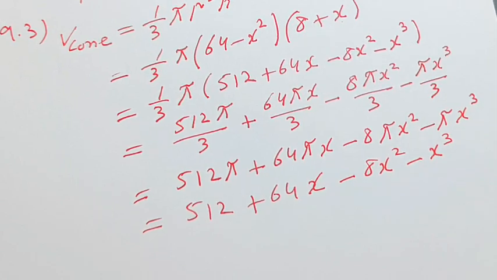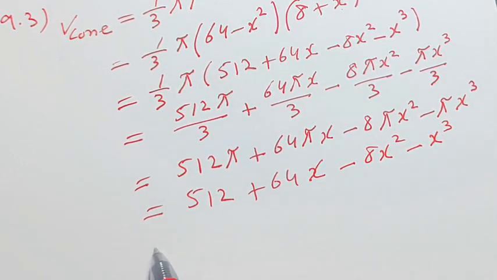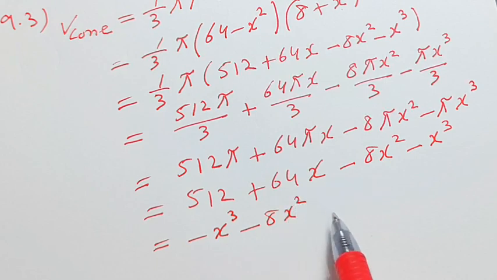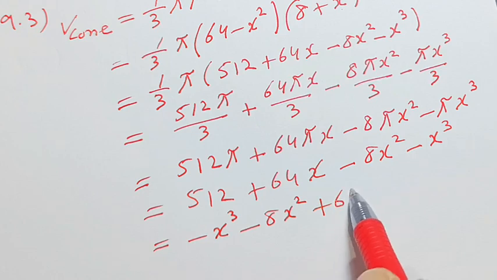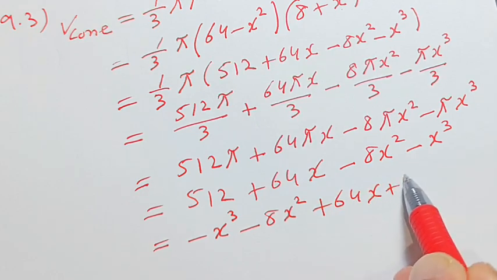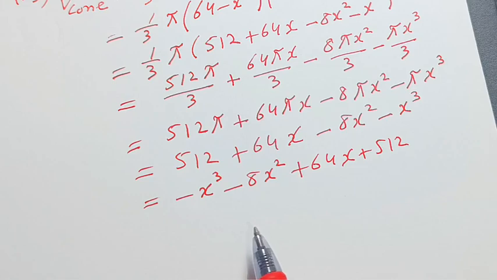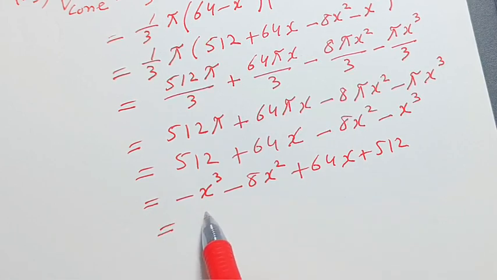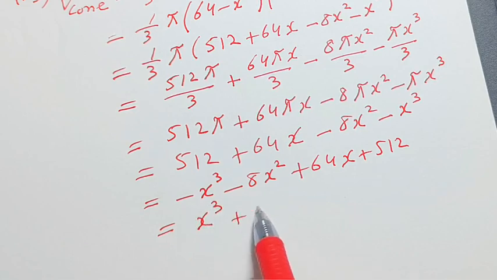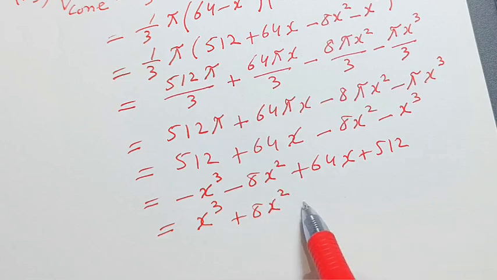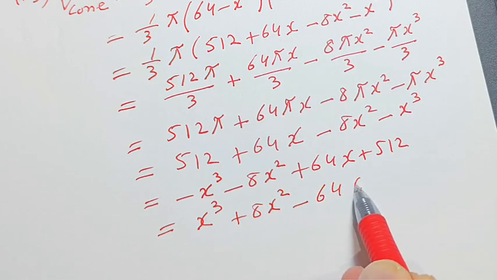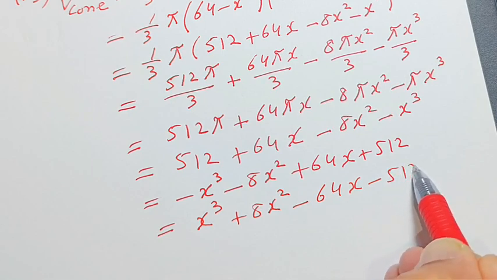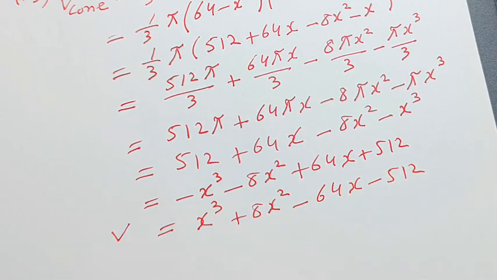Now I can rearrange here. It's going to be negative x cube, negative 8x square, plus 64x plus 512. The negative can be multiplied inside, so we're left with x power 3 plus 8x square minus 64x minus 512. So this is the volume of the cone.